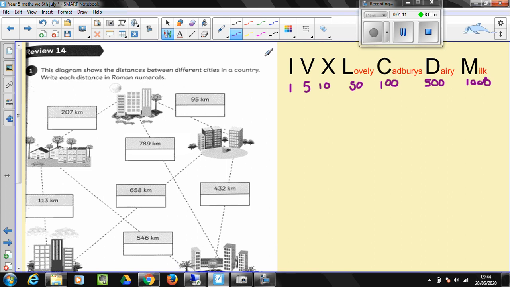It says, the diagram shows the distance between different cities in a country. Write each distance in Roman numerals. Pause the video and have a go now.